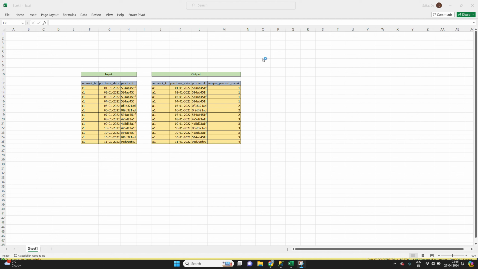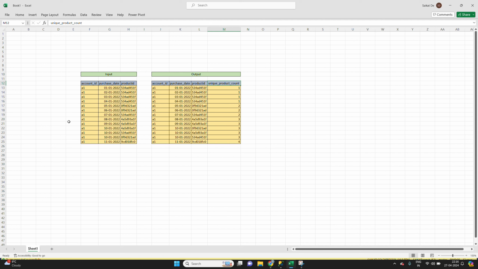Today I am back with a very interesting SQL question which often gets asked in various interviews. Let's see what the problem says and what the desired output is. We have been given a purchase table with three columns: account ID, purchase date, and product ID. We need to generate something like a unique product count.